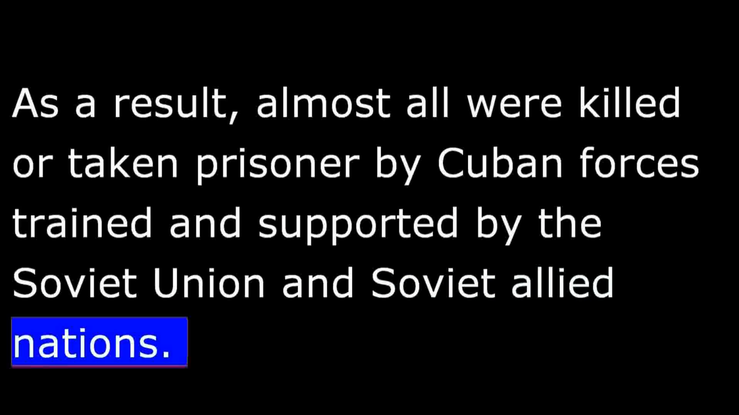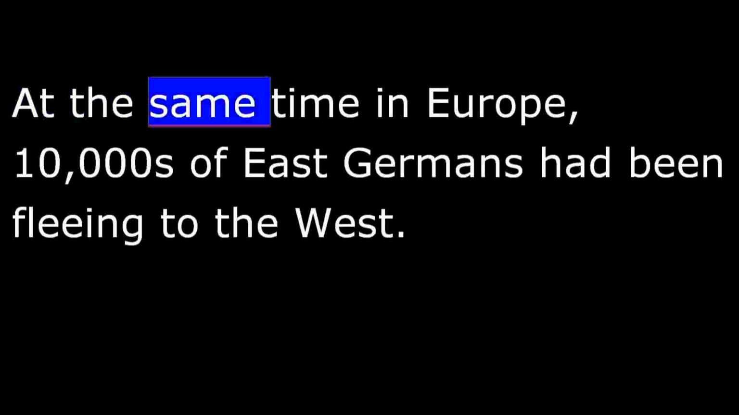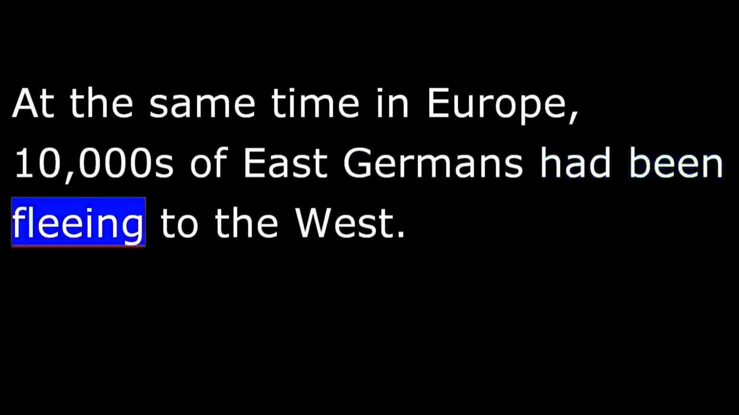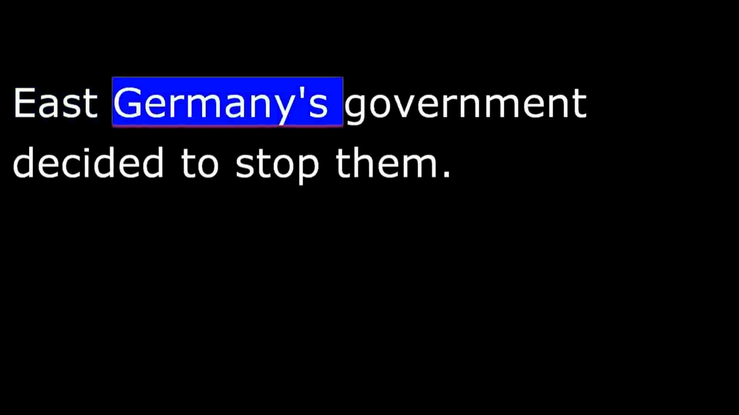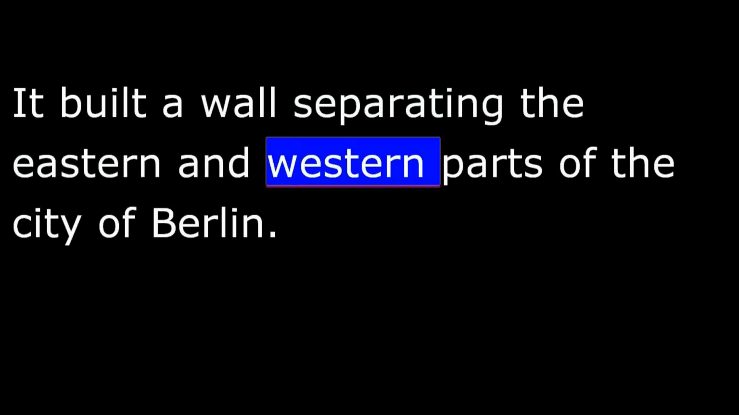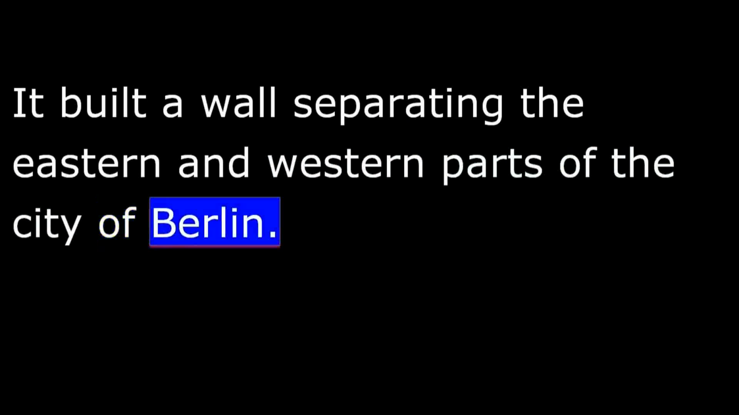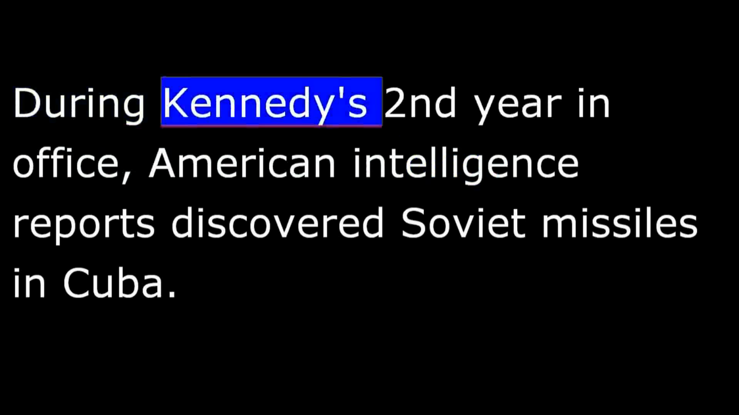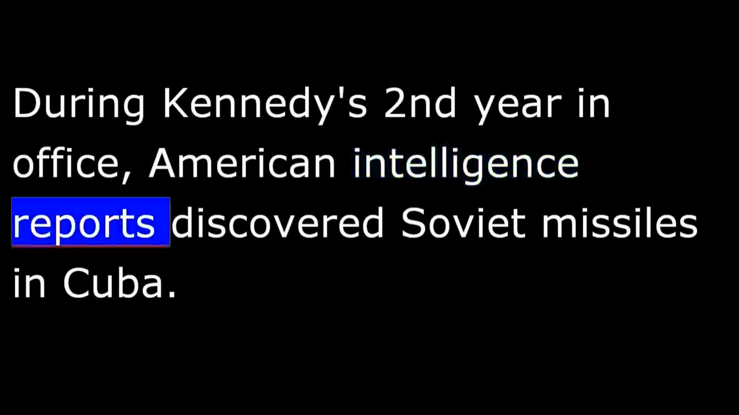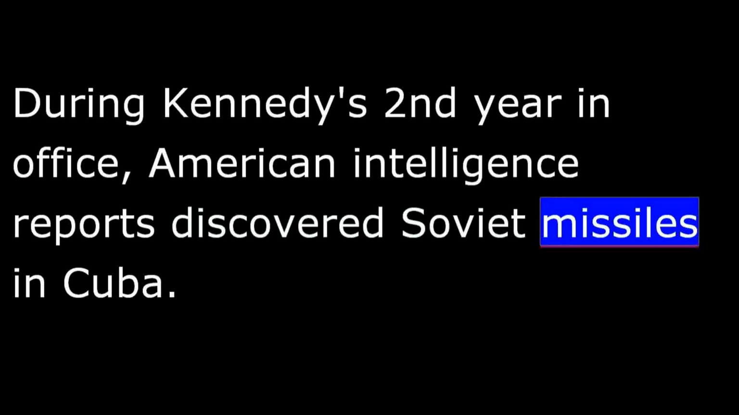At the same time in Europe, tens of thousands of East Germans had been fleeing to the West. East Germany's government decided to stop them. It built a wall separating the eastern and western parts of the city of Berlin. Guards shot at anyone who tried to flee by climbing over. During Kennedy's second year in office, American intelligence reports discovered Soviet missiles in Cuba.